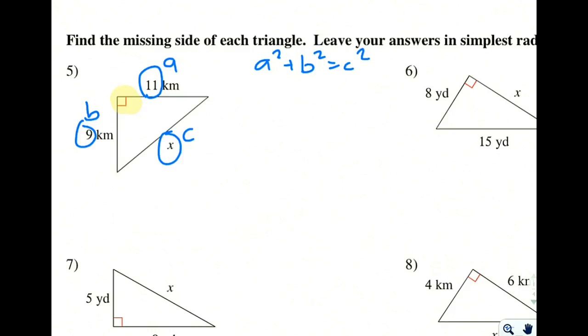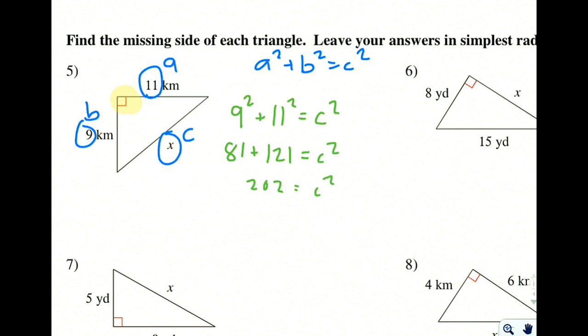We get 9 squared plus 11 squared equals c squared. 9 squared is 81. 11 squared is 121. Still equal to c squared. Add those two together and we get 202 equal to c squared. And then we take the square root of both sides because we want to undo the square that we have on c. So that's going to cancel each other out over here. So we're just left with c on this side.